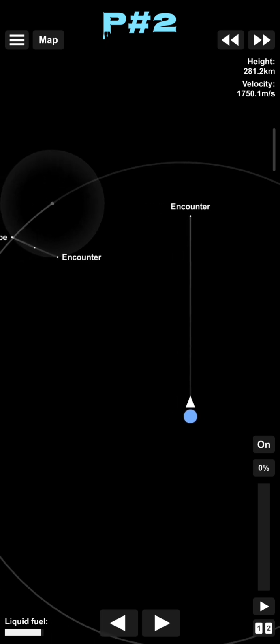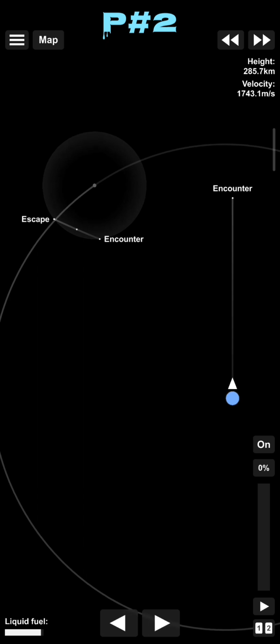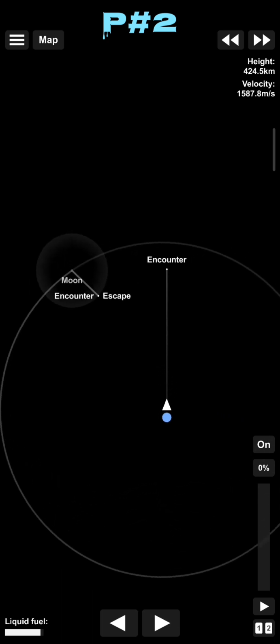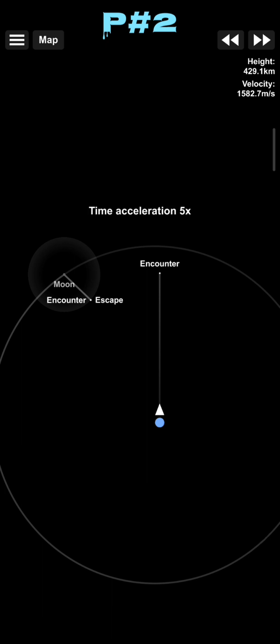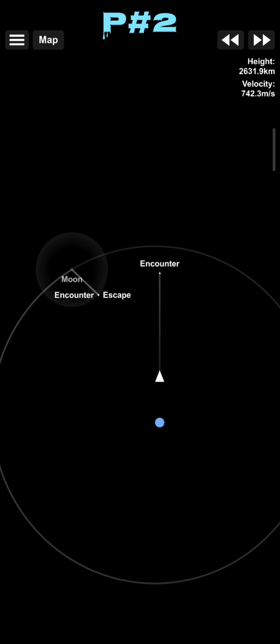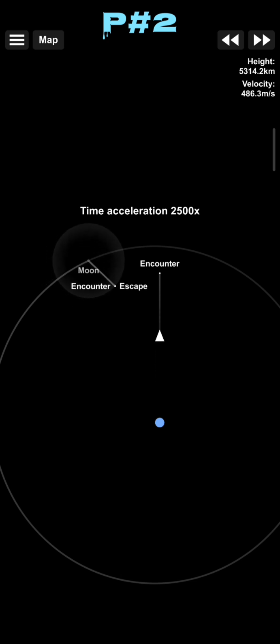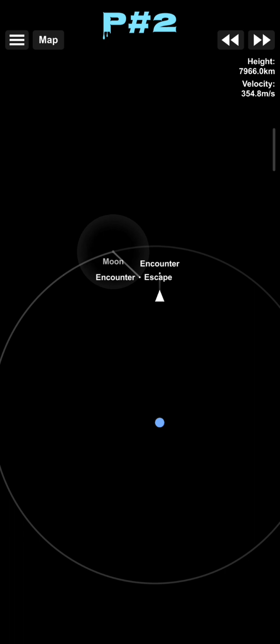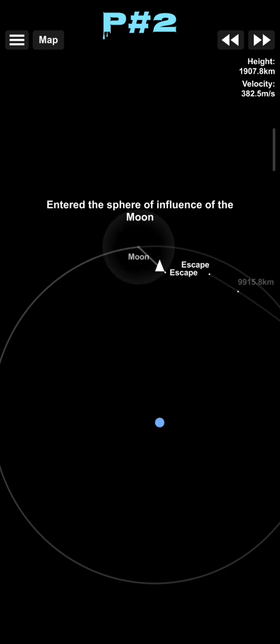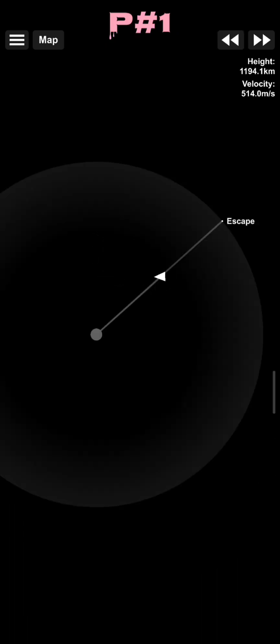Great, we have the encounter point early as compared to project 1, and it's because the moon is nearer than in the first attempt. And now follow the same process to enter the sphere of influence. Finally we are in. Come to project 1.